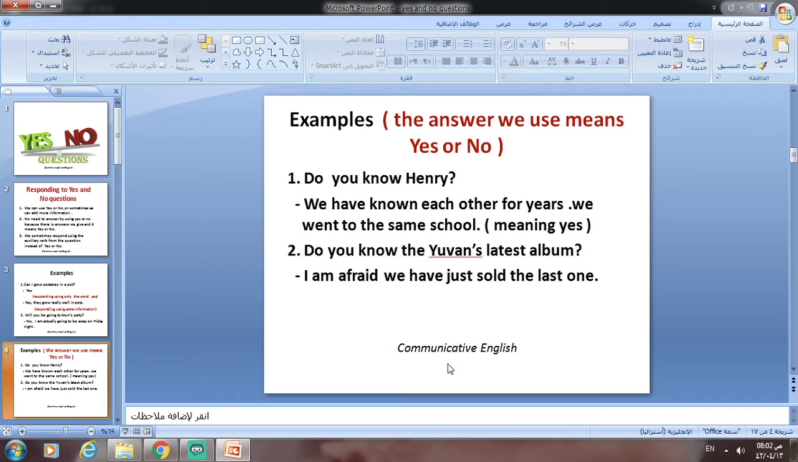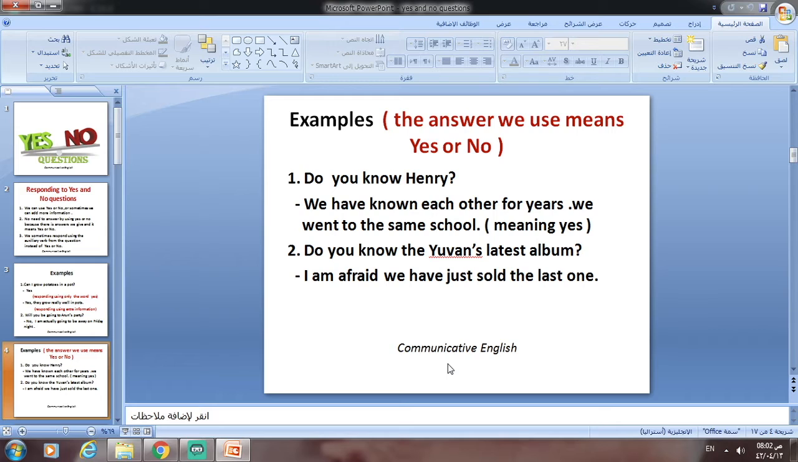Sometimes, as I said, we use answers that mean yes or no. It's not necessary to respond using only yes or no. We can use sentences that express yes or no. Let's see the first example. Do you know Henry? We have known each other for years. We went to the same school. This means yes, I know him.